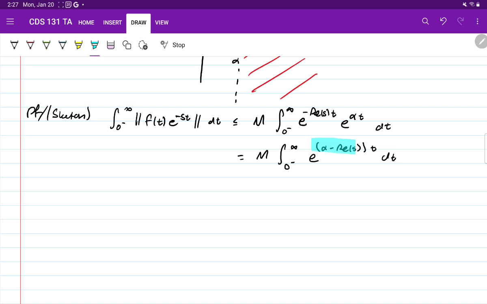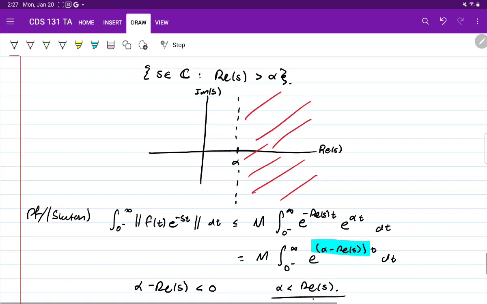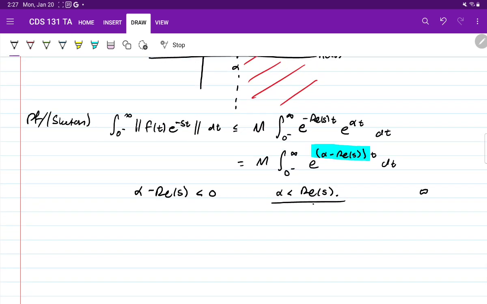And essentially, if this term in here is negative, this integral will converge, right? So what I have is alpha minus real part of s less than 0, which is the same thing as alpha less than real part of s, which is exactly this condition up here. Okay, so this set should be contained within the region of absolute convergence.